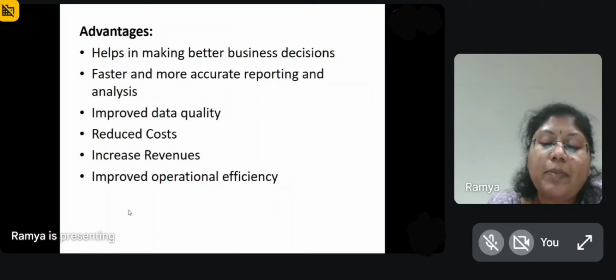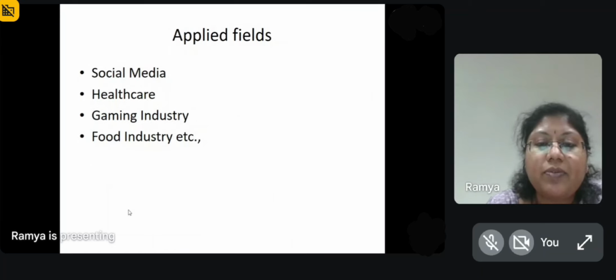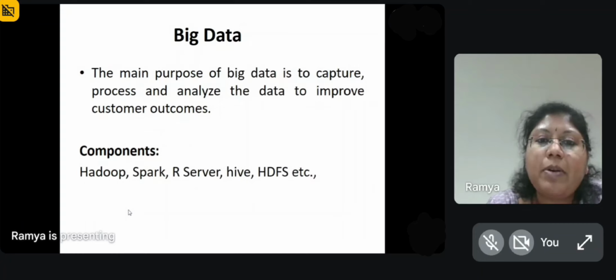If you take companies like Google, Netflix, Microsoft, Amazon, everyone has started to use big data, and similarly machine learning algorithms, to support their businesses and to extract information. So these are the advantages. The applied fields are social media, healthcare, gaming industry, food industry; all these areas are applying it. The main purpose of big data is to capture the data, process the data, and analyze the data to improve customer outcomes.